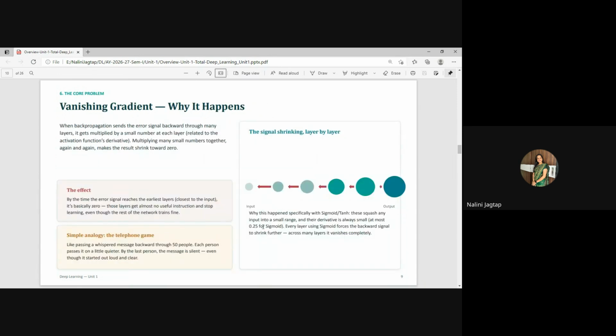Now we'll see the vanishing gradient and why it happens. I hope we'll start with this in today's session. So let's move to this. What is the vanishing gradient?